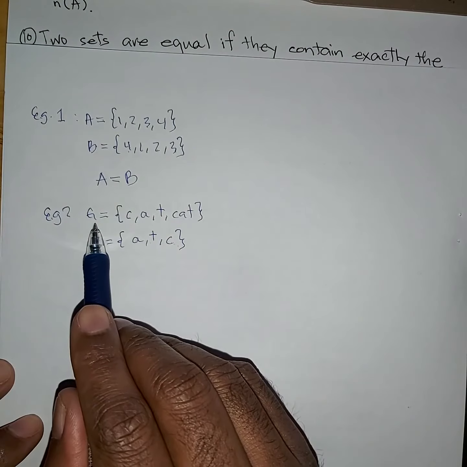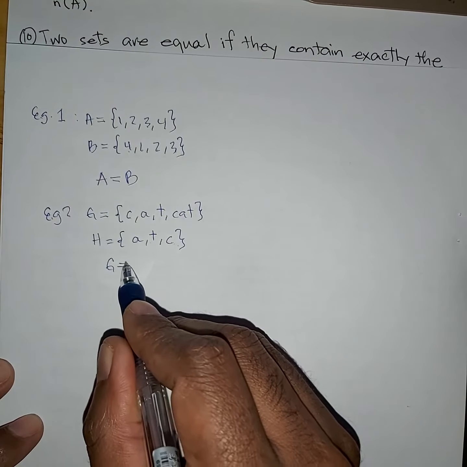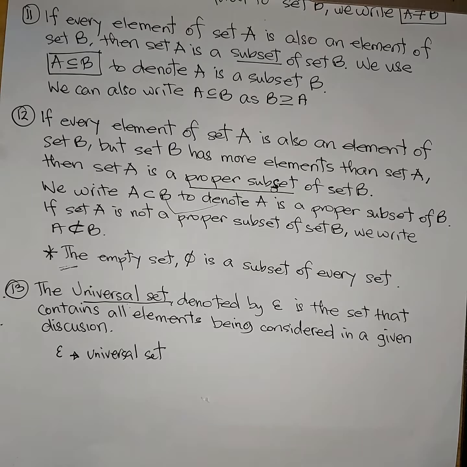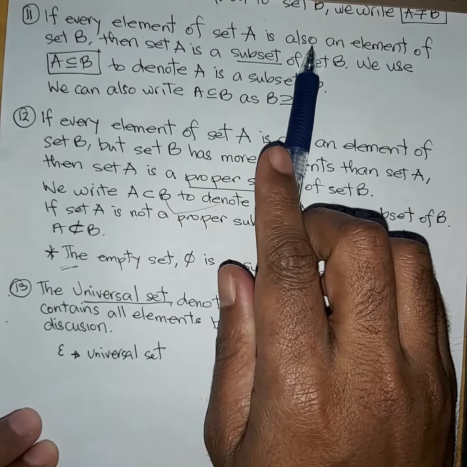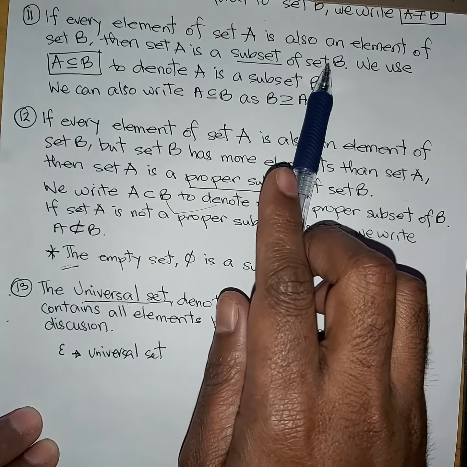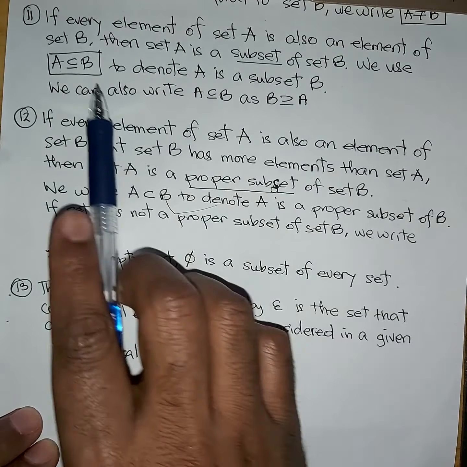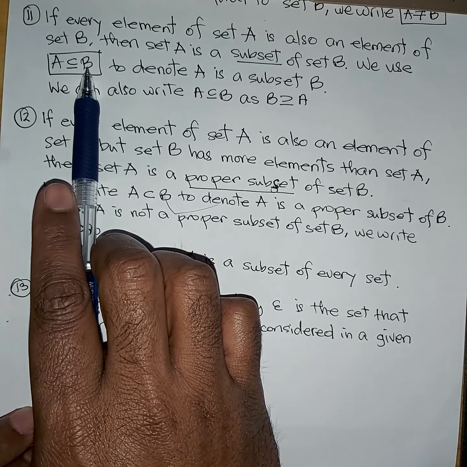Set G now is not equal to set H. Point 11. If every element of set A is also an element of set B, then set A is a subset of set B. So by using this last symbol, set A is a subset of set B.